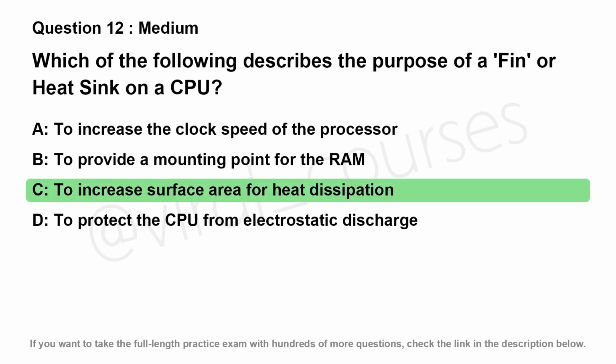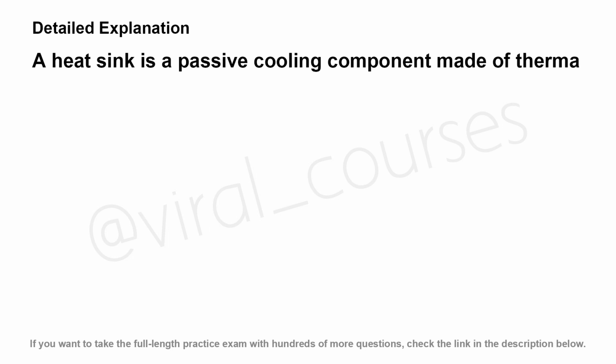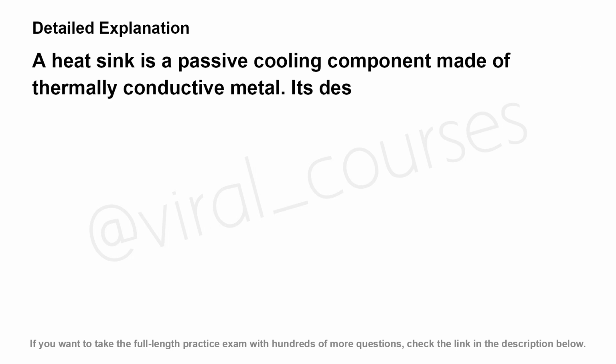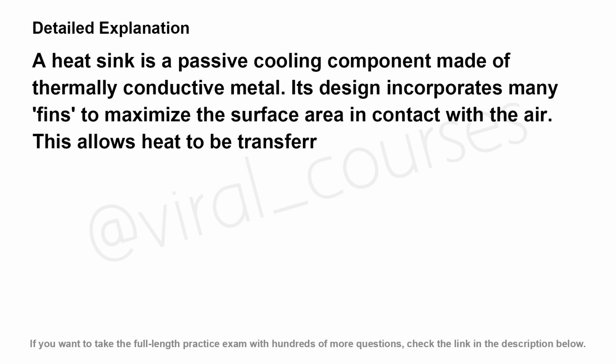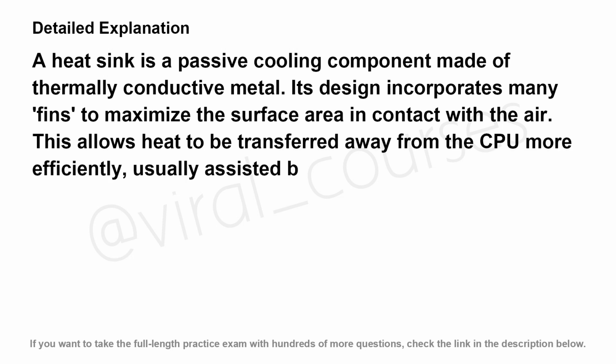The correct answer is C. A heatsink is a passive cooling component made of thermally conductive metal. Its design incorporates many fins to maximize the surface area in contact with the air. This allows heat to be transferred away from the CPU more efficiently, usually assisted by a fan. Active cooling.